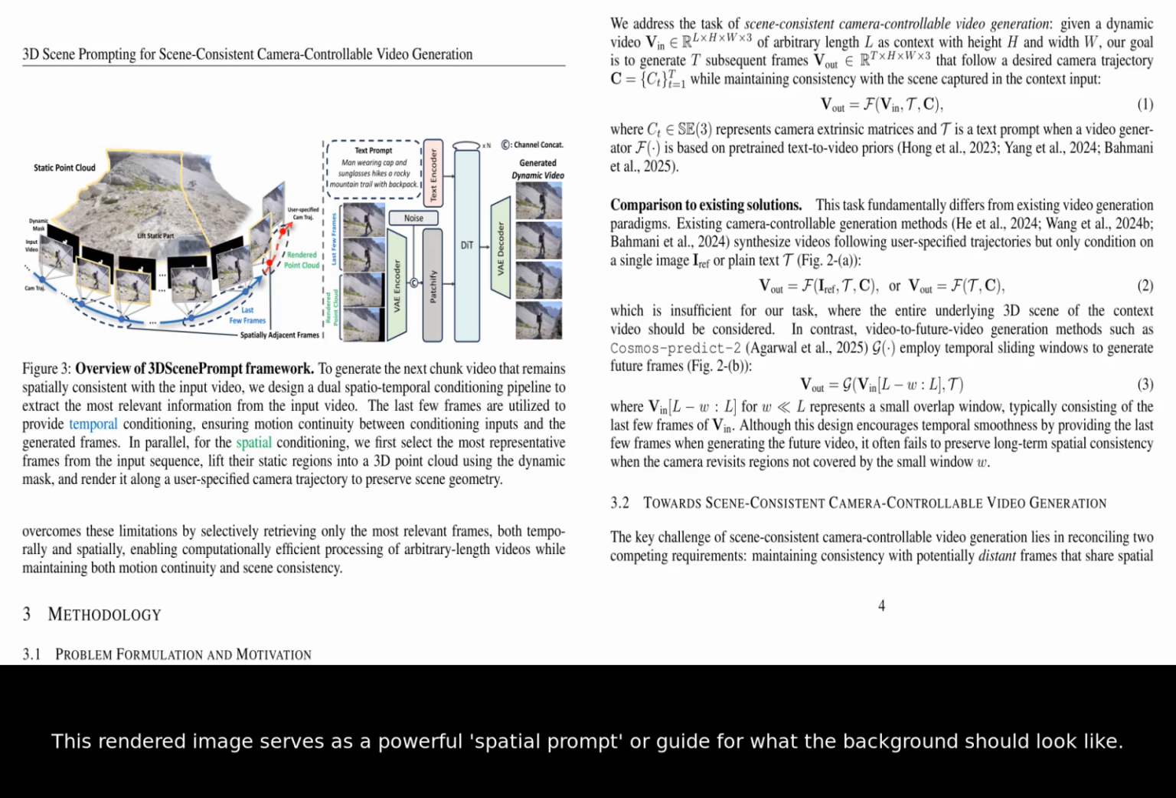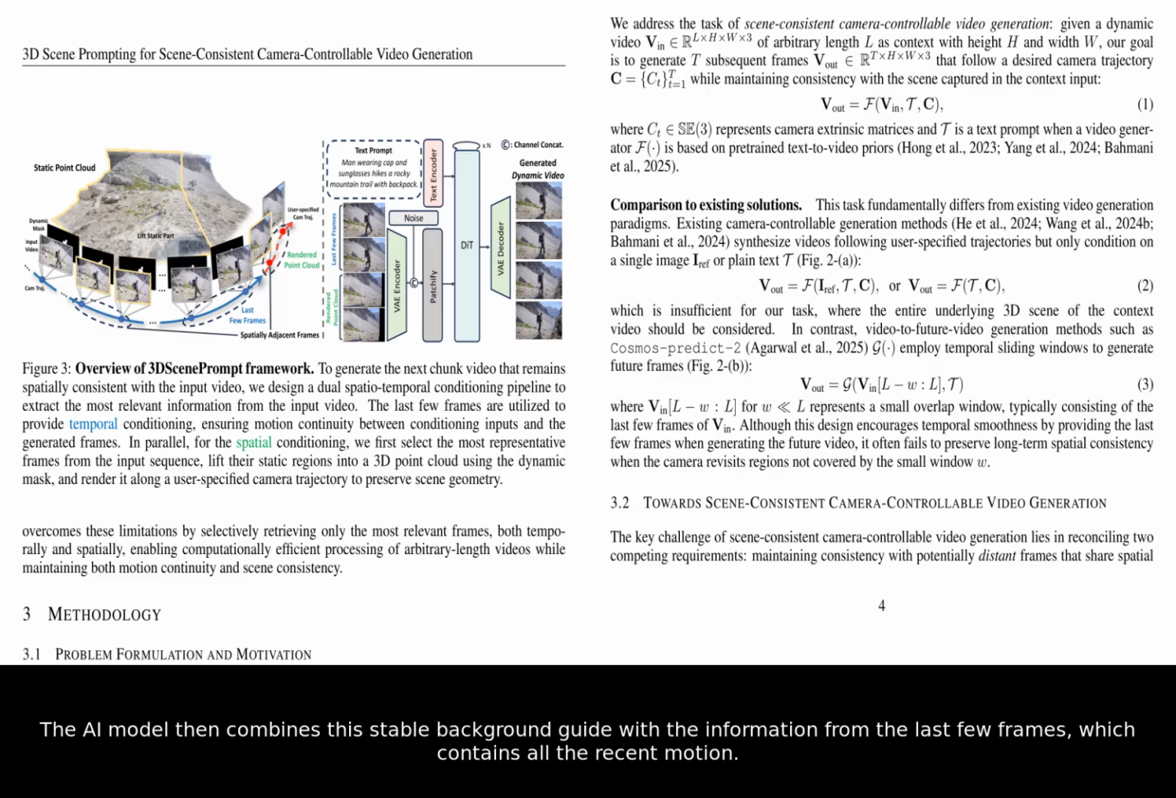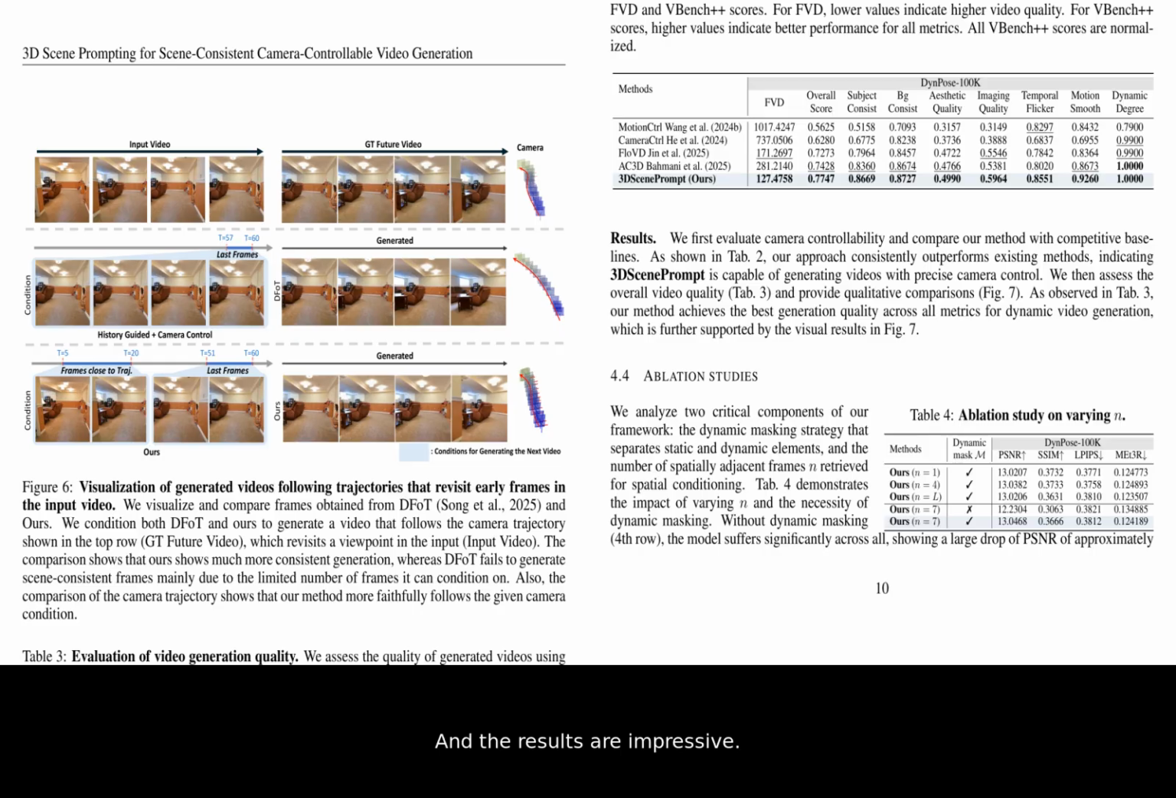This rendered image serves as a powerful spatial prompt, or guide for what the background should look like. The AI model then combines this stable background guide with the information from the last few frames, which contains all the recent motion. This dual conditioning approach allows it to keep the background perfectly consistent while letting the moving elements evolve naturally. And the results are impressive.